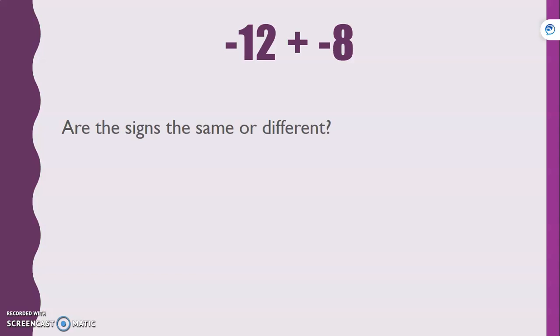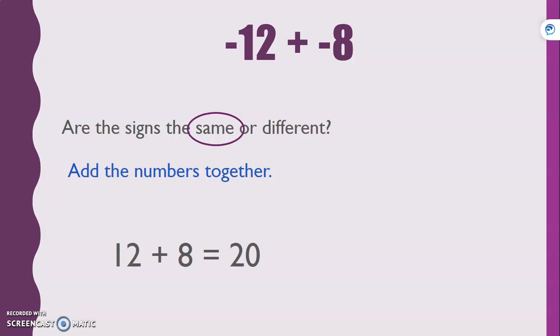Negative 12 plus negative 8. Are the signs the same or different? They're the same. So we just add the numbers together. So 12 plus 8 equals 20. Now, since the signs are the same, and when we added them together, they were negative, the sign stays negative. So my solution is negative 20.